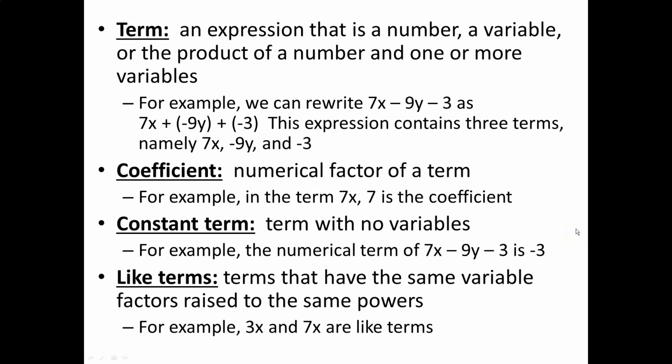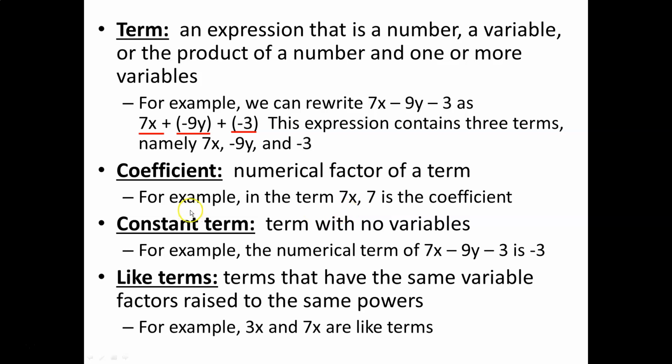So a term is an expression that is a number, a variable, or the product of a number and one or more variables. For example, we have 7x plus negative 9y minus 3, or 7x minus 9y minus 3. So the 7x is one term, negative 9y is a term, and negative 3. Just take the sign that comes before the number.